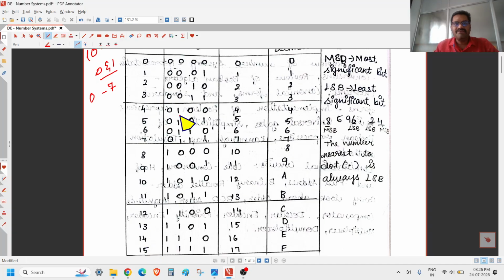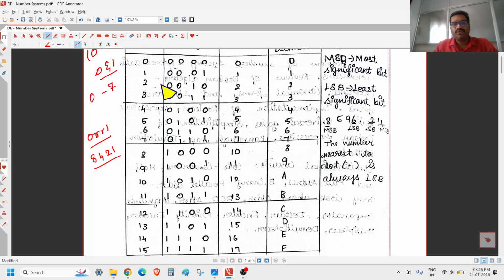For binary we have only two numbers, either 0 or 1. With the help of those two numbers we are going to represent the numbers. Here I'm going to write the binary numbers for 4 bits. Since it is 4 bits, I'm going to write the numbers with the help of the 8421 combination.